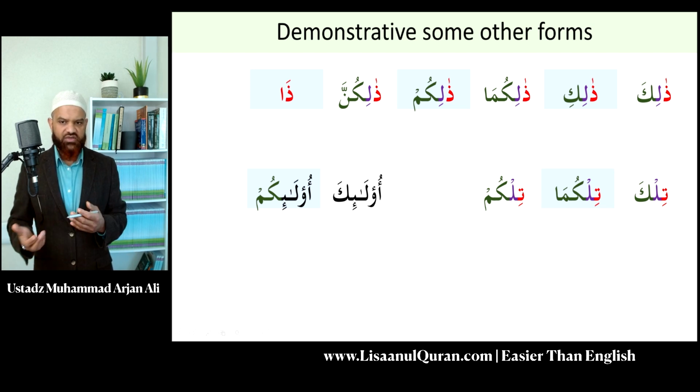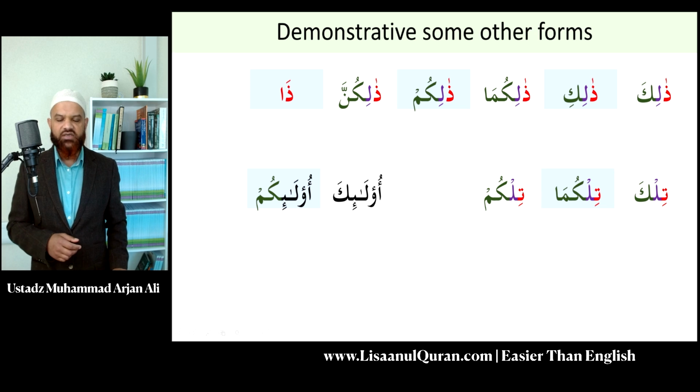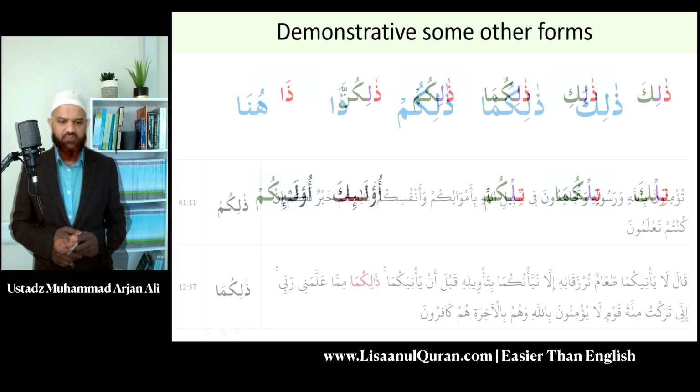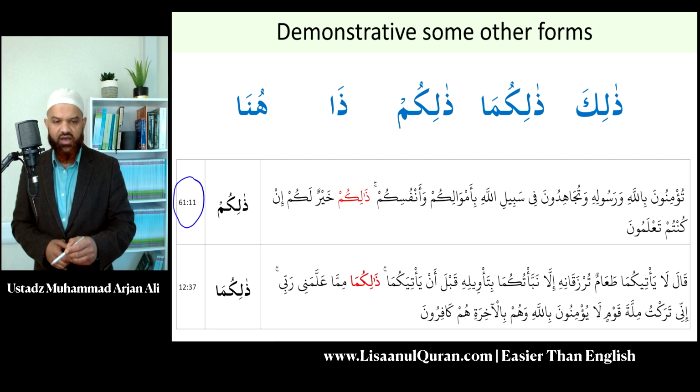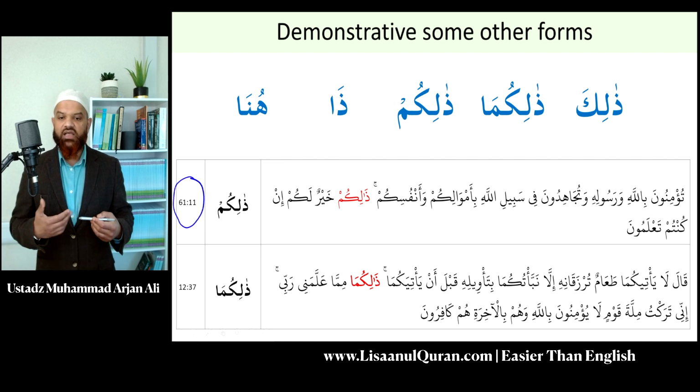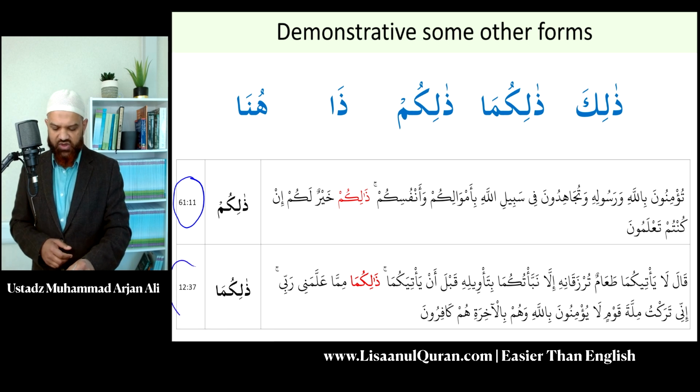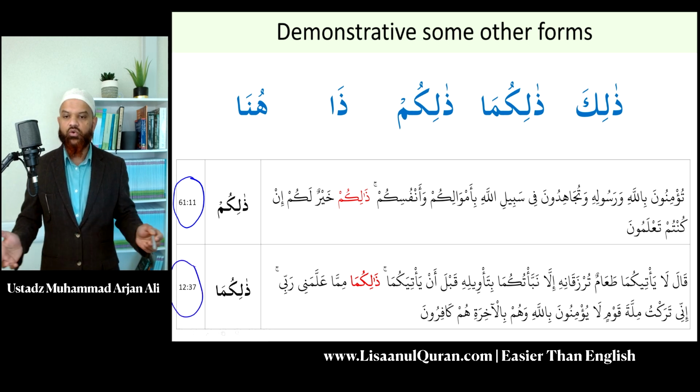Unless you read tafsir and so on, you will not get this kind of detail just from the translation itself, because in English, it is not necessary to translate so much detail. So here are two examples from the Quran just to show you that these are there. You have here Surah 61, ayah number 11, ذَلِكُمْ, and you also have Surah number 12, ayah 37, ذَلِكُمَا.